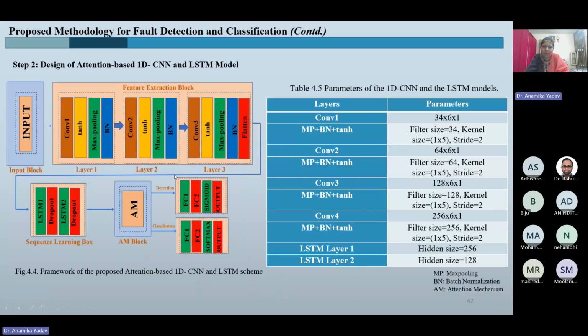Now once all this data set has been generated, fault detection is done through a deep learning network, which is the hybrid CNN and LSTM model, and an attention based one dimensional CNN and LSTM model is utilized. The parameters of the network models are shown herein.